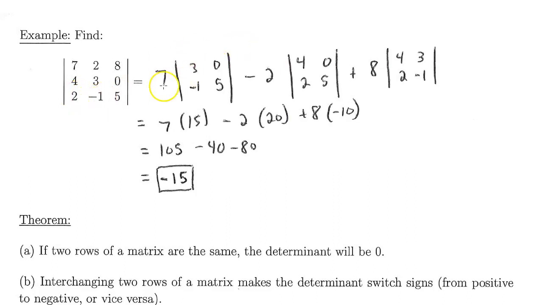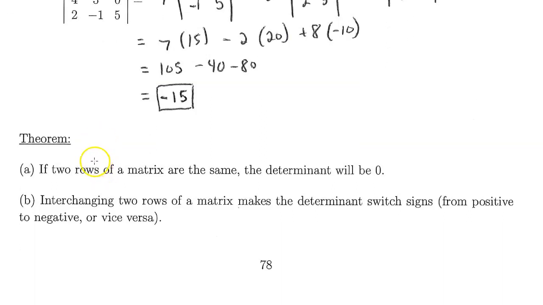If you work this out, you end up getting 7 times 15, because it's 15 minus 0, minus 2 times, well, this would be 20, because it's 20 minus 0. And then plus 8 times, well, this would be minus 4 minus another 6, so that'd be minus 10. So what we get is 105 minus 40 minus 80. That ends up being negative 15. And the determinant of a matrix could be negative. There's nothing wrong with that.